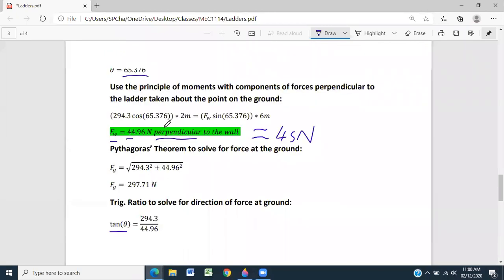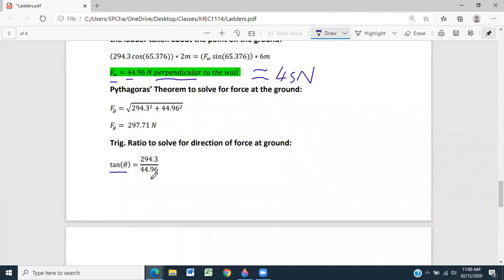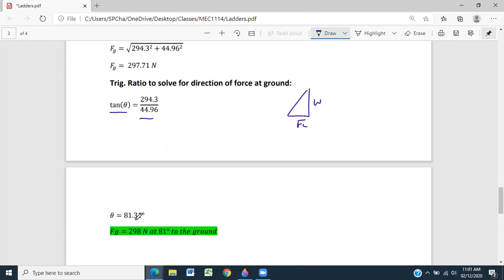294.3, which is the weight, divided by 45, which is the force normal. So the weight, force normal, W and the weight, divide. And then so theta is equal to 81.31 degrees.